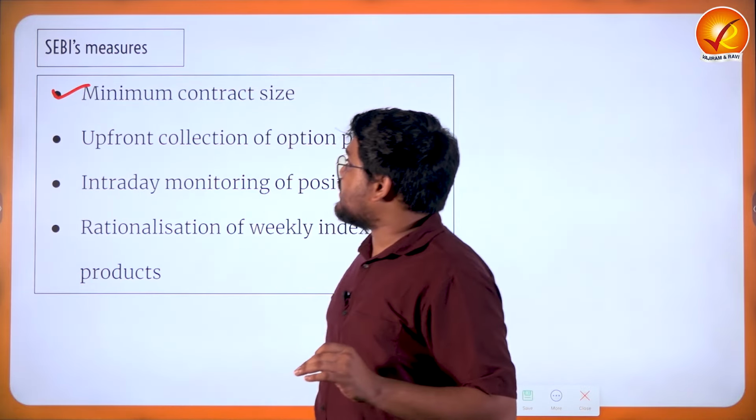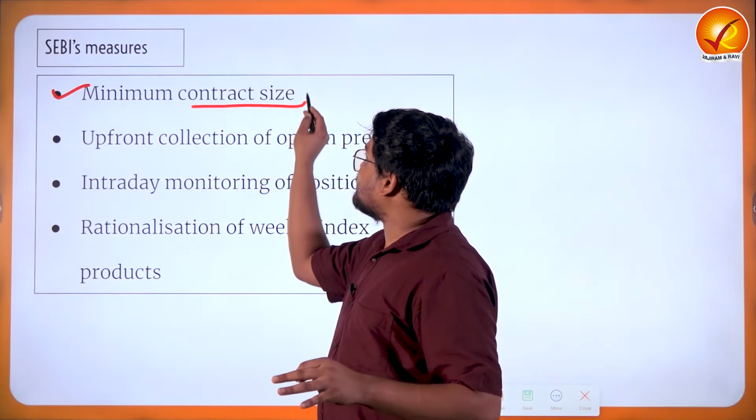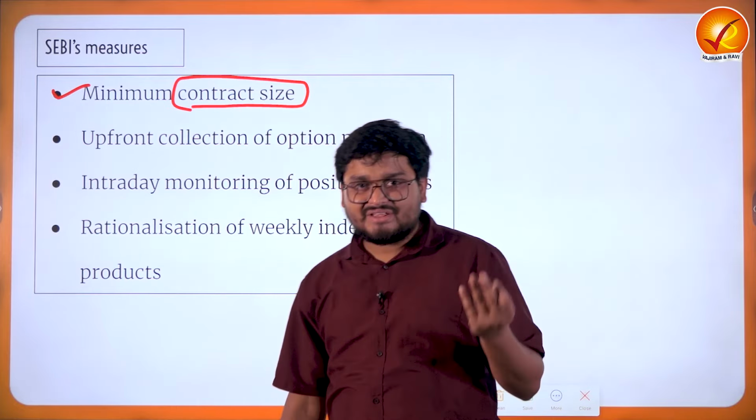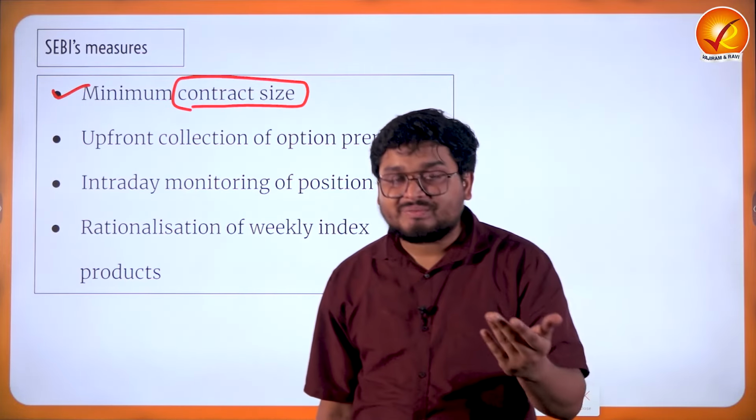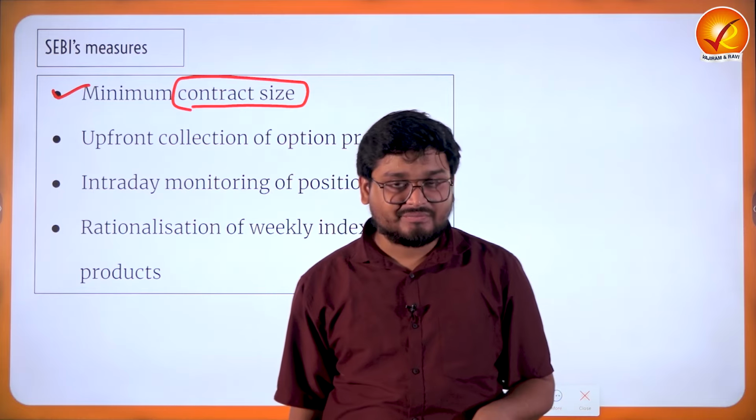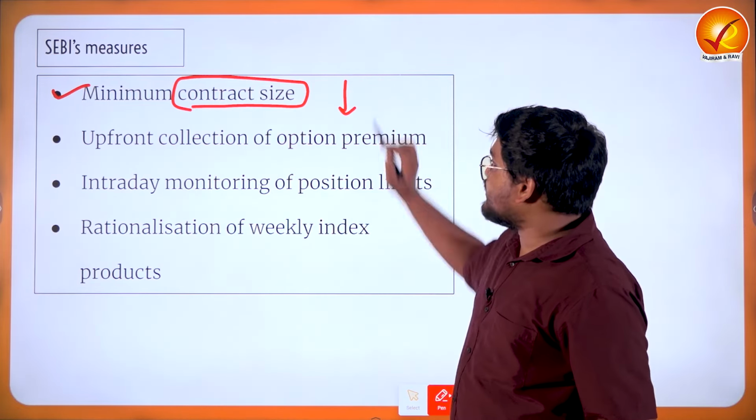Firstly, SEBI is trying to minimize the contract size. Contract size just refers to the amount of units of FNOs that you can buy in the stock market. So it is trying to minimize it, to minimize the loss.